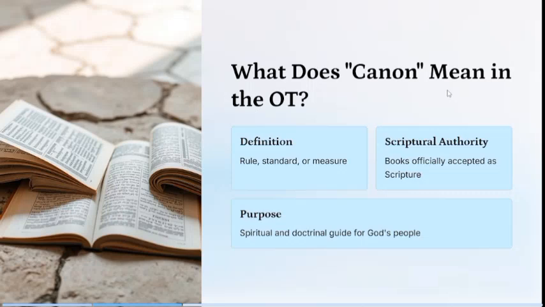Remember, in our last class, I defined what canonization is and the scriptural authority and the purpose of this canon. So, in order to recap, the word canon means rule. It is gotten from the Greek word kanon, and it means a rule or standard or an instrument of measurement. We have scriptural authority for this canon, and it refers to the books officially accepted as scriptures. And the purpose of this canon is to be a spiritual and doctrinal guide for God's people, that is for Christians today.